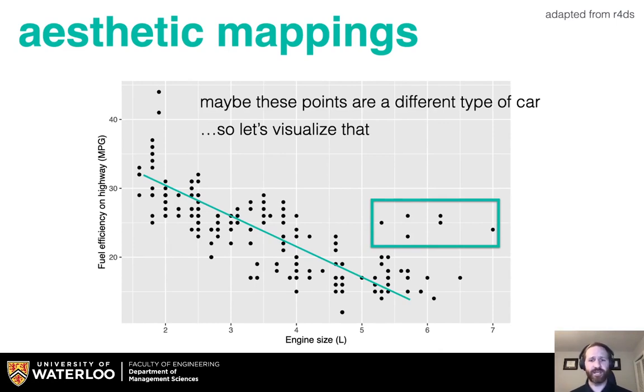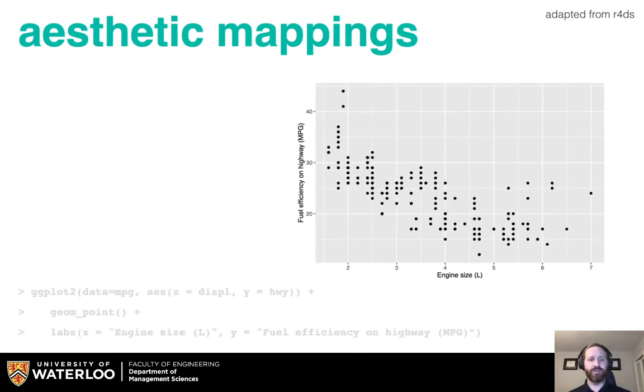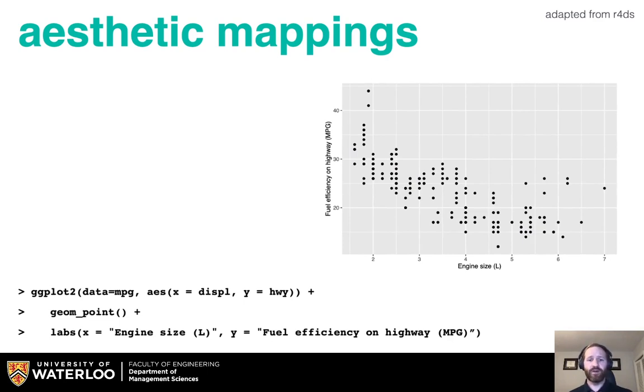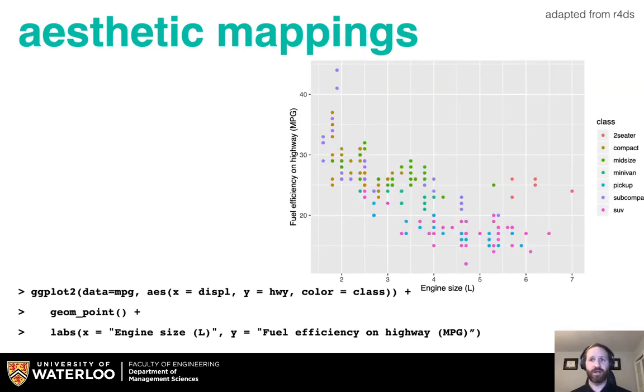So let's visualize that. We're going to go back to ggplot. We've got the command that we did before to create our scatter plot with its nice labels. Now we're going to add another one, color equals class. That's the class of car. And you add that to the aesthetics, geom_point knows how to handle that, and suddenly we have this plot once you hit enter. So now what do you see?